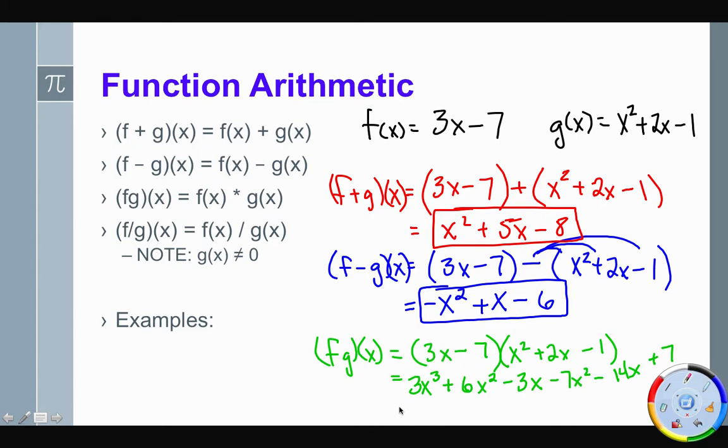And then, as always, you simplify, combining your like terms. So we get 6x squared minus 7x squared, which is minus x squared. Minus 3x minus 14x is minus 17x, and the plus 7 is by itself. And there we have the product of the two functions.